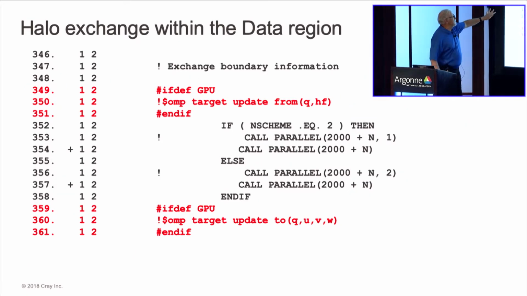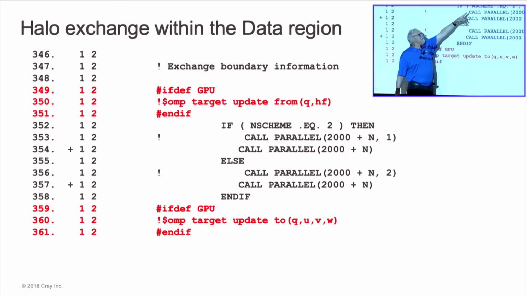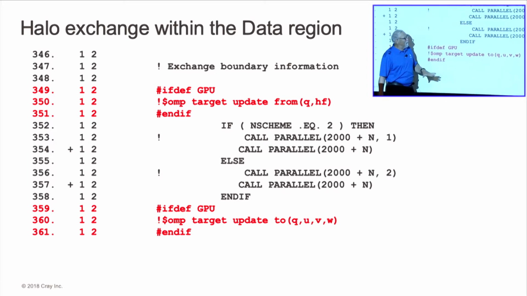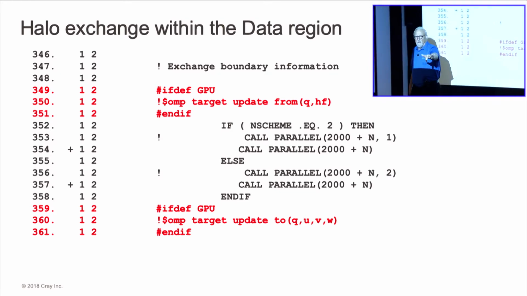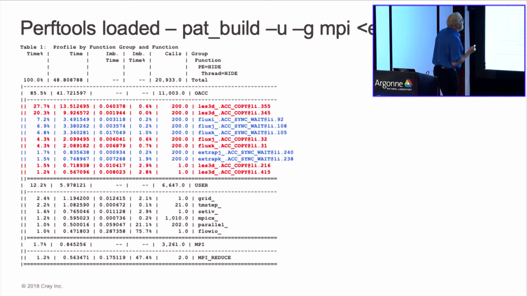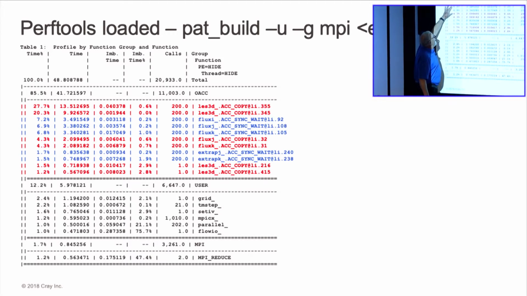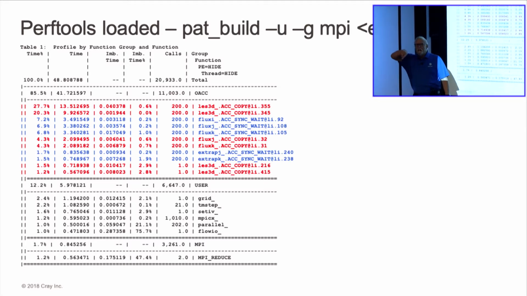For the halo exchanges, I basically update from the device to the host, do the parallel, that's the halo exchange, and then update to the device after that. So now I run it. And now I'm getting some pretty good kernels up there. I think we're running faster than the host now. But look at this. There's still those copies around the halo exchange.